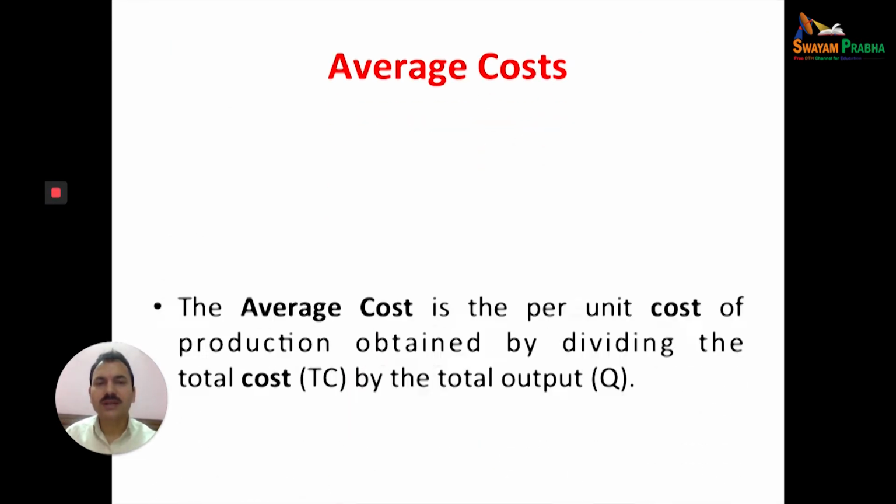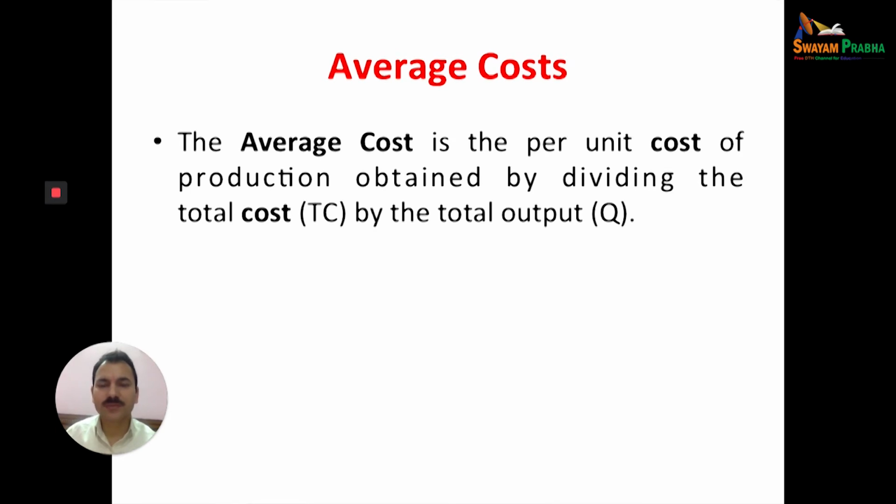Now let us discuss the average cost. Average cost is the per unit cost of production obtained by dividing total cost by the total output. We have already discussed. Average means per unit cost, and we can calculate this cost as the total cost of the production divided by quantity.